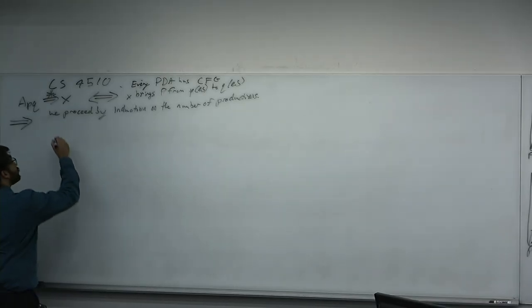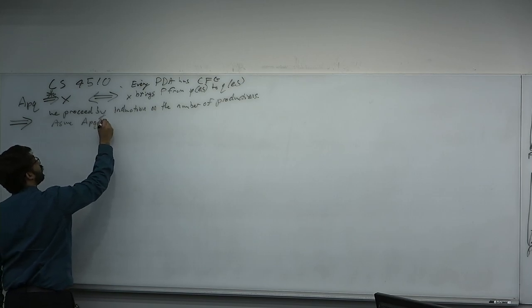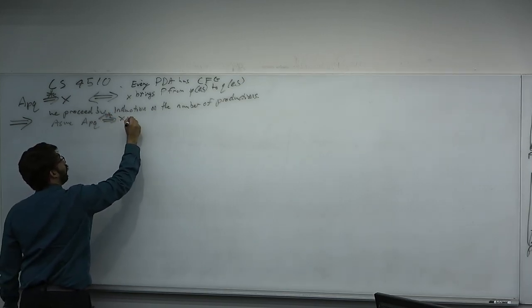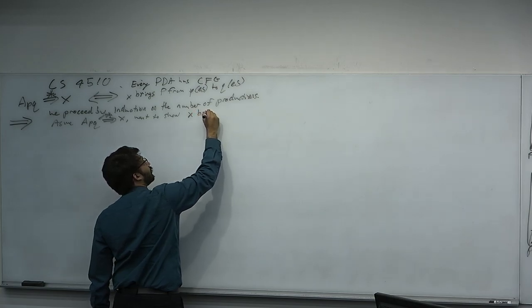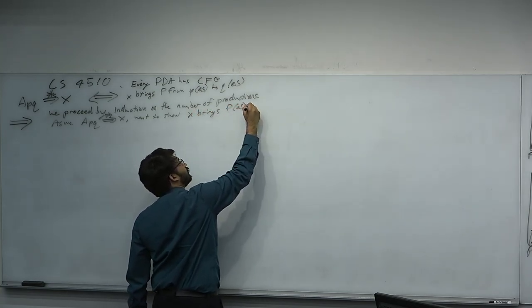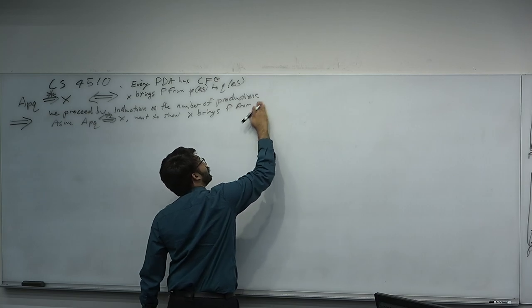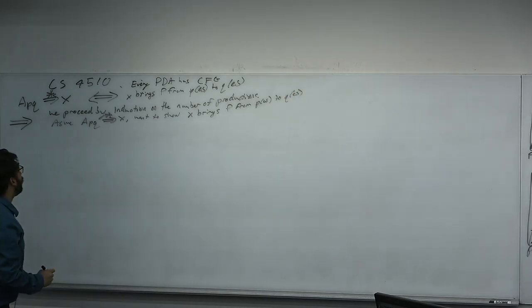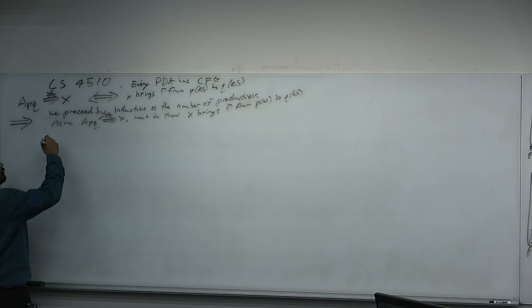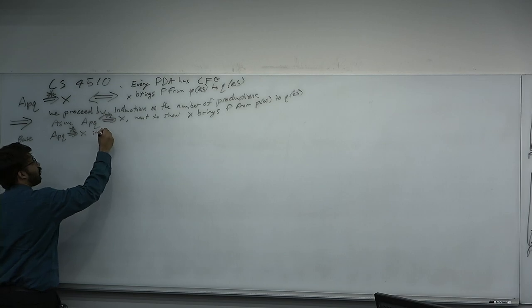So assume that A_PQ produces some string X. We want to show that whatever string this non-terminal produces, X brings the PDA from state P with empty stack to Q with empty stack. We proceed by induction on the number of productions. So we'll do the base case first. Suppose A_PQ produces some string X in one production.